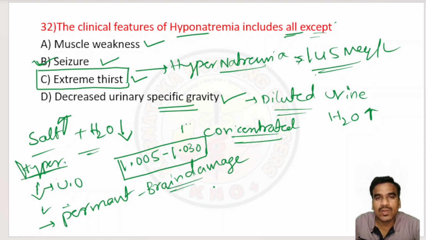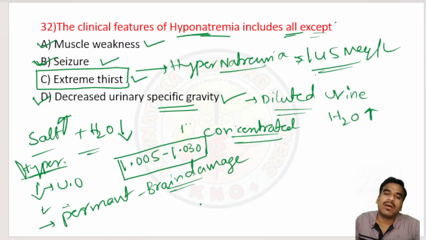So in hyponatremia, we will see decreased urine specific gravity because the water level is more, seizures will be there, and muscle weakness will be there. In the case of hypernatremia, extreme thirst will be there, a dry mouth will be there, and urine specific gravity will be increased. These are the opposite complications.